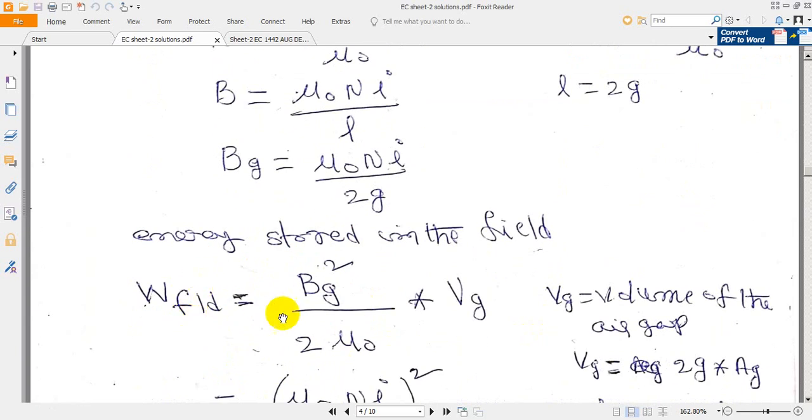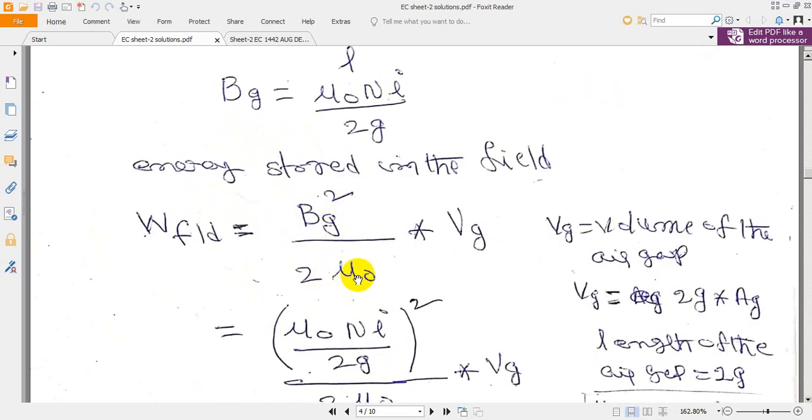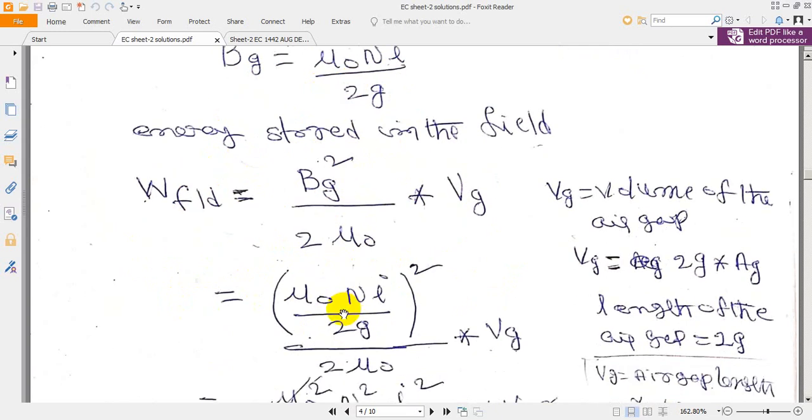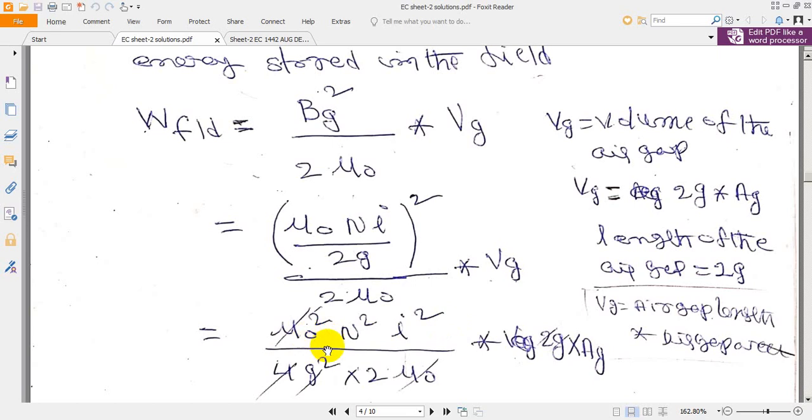Energy stored will be equal to flux density squared into volume of the air gap. This is the formula. Energy stored is equal to Bg square by 2 mu naught into Vg. In place of Bg, we will substitute mu naught Ni by 2g. If you cancel, one mu naught from here and mu naught from here will get cancelled. You will get mu naught n square I square by 2g square, it means 4g square, into 2 mu naught.